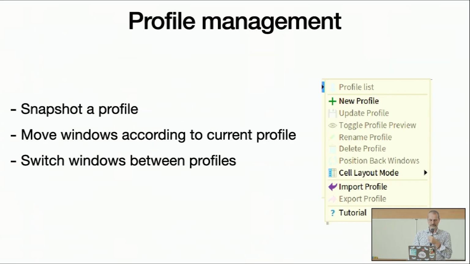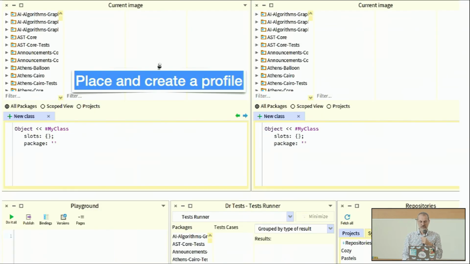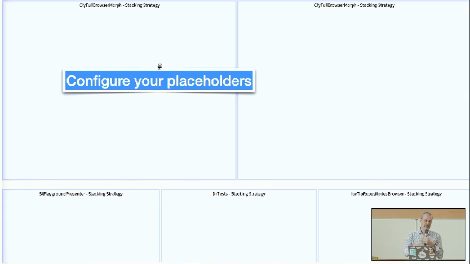So basically, you can create a profile, rename a profile, update a profile, all those kinds of things. I will show you after the cell layout mode, because this is interesting. So you see, I place my window. Then I said, okay, I configure, I want a snapshot. I have a view, I can see, yes, okay, this is what I captured. And then I can configure it the way I told you.